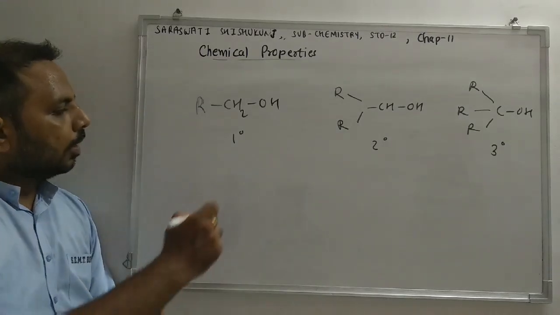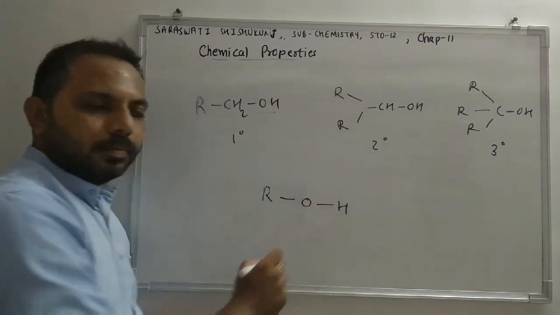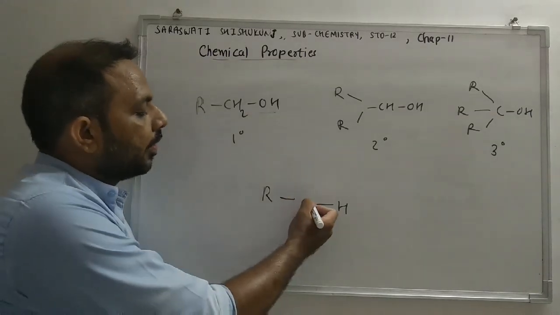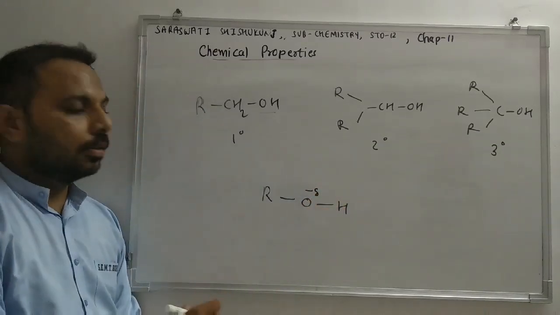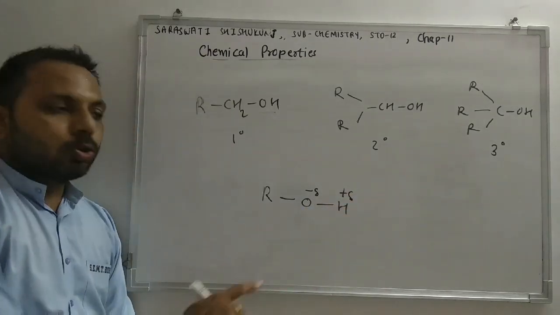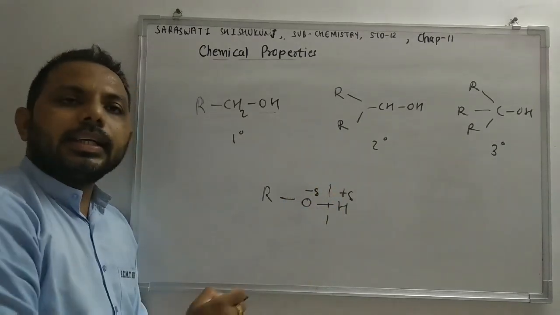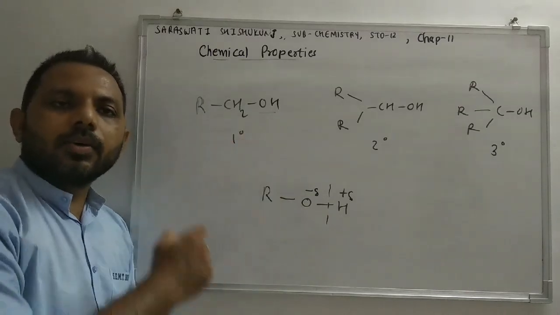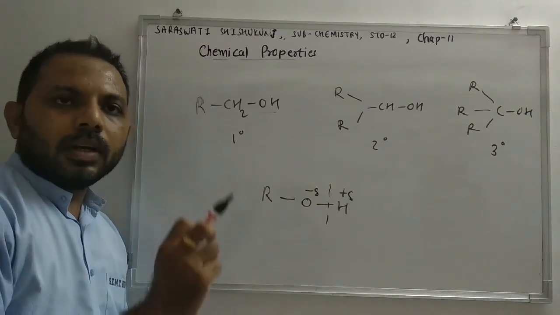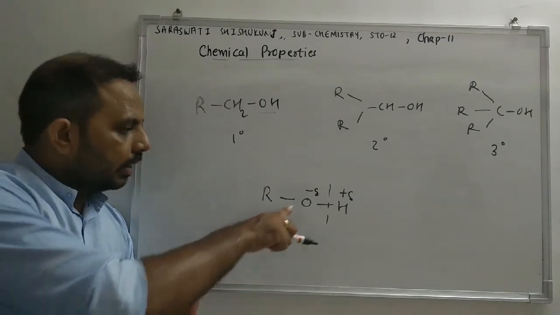Now, the acidity of alcohol is because of its polar nature. Oxygen has a negative charge, so it will have delta minus, because it has higher electronegativity, and hydrogen will have a positive charge. So alcohol is polar in nature, and because of this polar nature, it is a Bronsted acid. We already know that because of the polar nature of alcohol, it is acidic in nature.